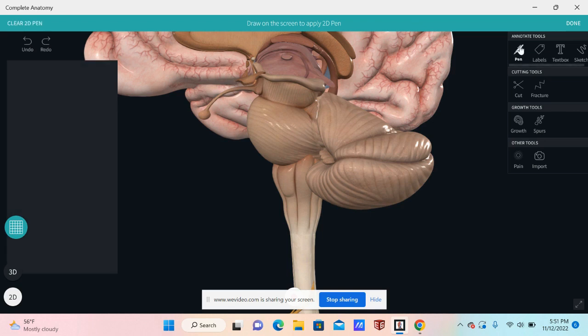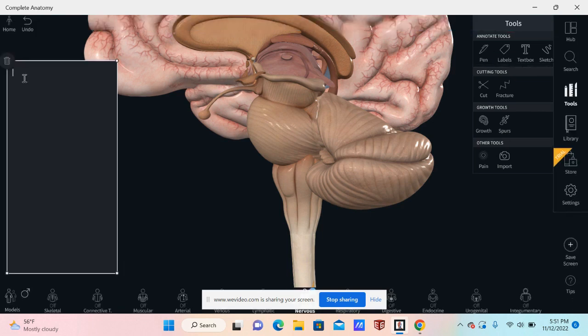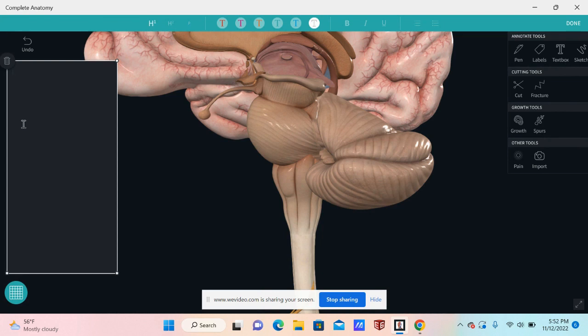And I gotta get rid of my pen. Boom, boom, boom. All right. So that's called the medulla oblongata. That's spelled right. I think so. All right. Medulla oblongata. All right.